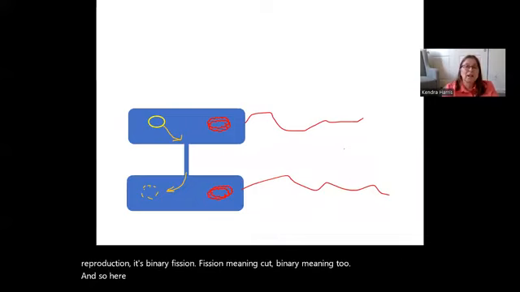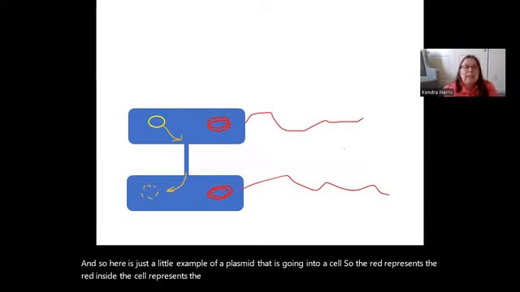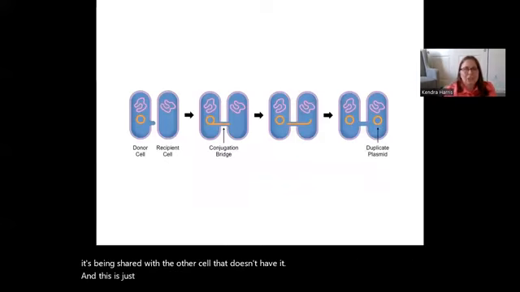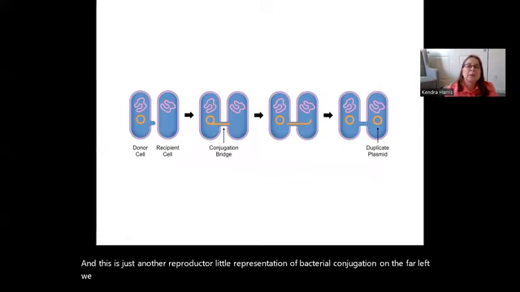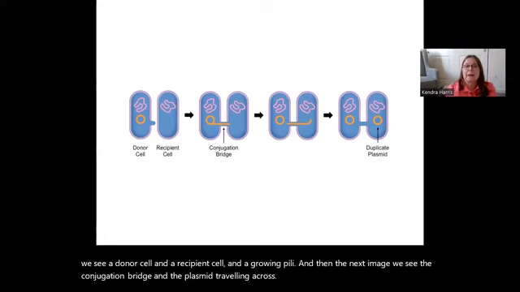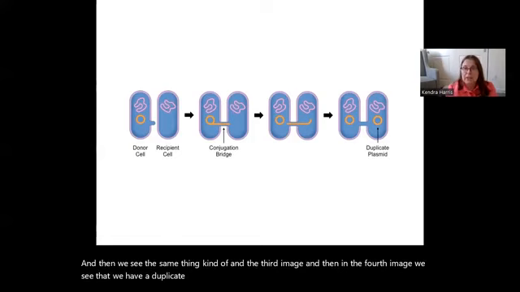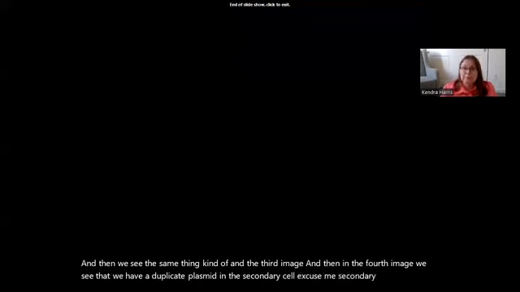And so here is just a little example of a plasmid that is going into a cell. The red represents the DNA, the red inside the cell represents the chromosome, and the yellow represents the plasmid, and it's being shared with the other cell that doesn't have it. And this is just another representation of bacterial conjugation. On the far left, we see a donor cell and recipient cell and a growing pilus. Then in the next image, we see the conjugation bridge and the plasmid traveling across. And then we see the same thing in the third image. And in the fourth image, we see that we have a duplicate plasmid in the secondary cell.